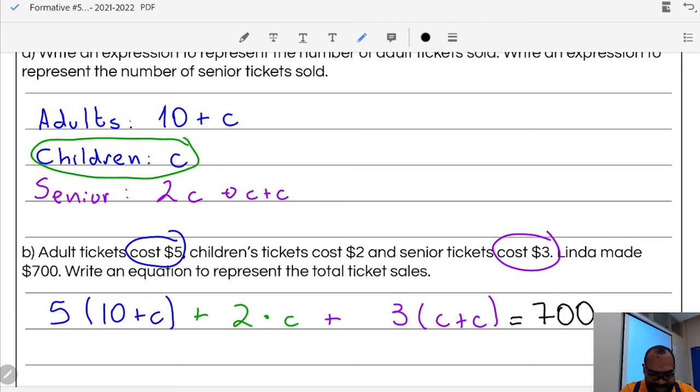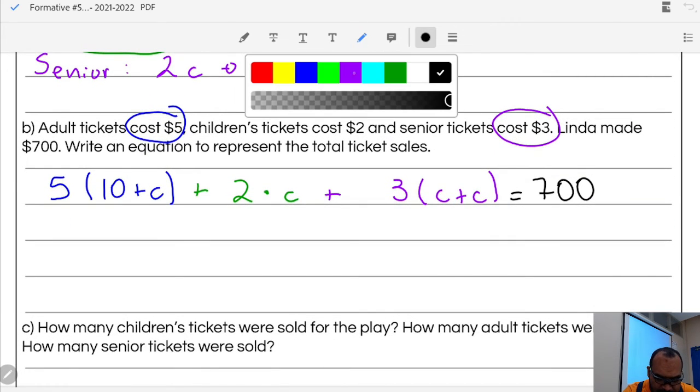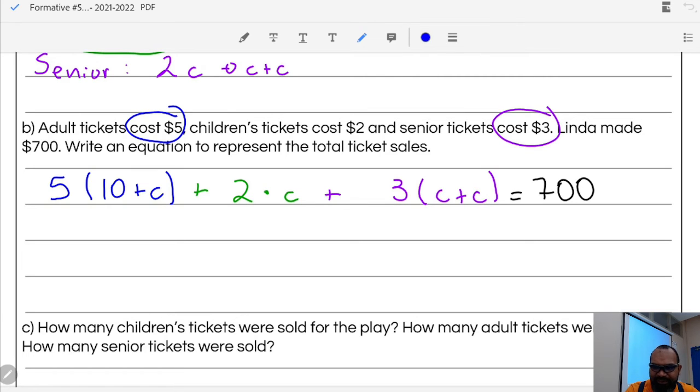Here's the equation. I don't know how to do 5 times a parenthesis 10 plus C, and I don't know how to do 2C or 3 times a parenthesis here. But we learned this on the first day of our class. What is multiplication? Repeated addition. Let's repeat the addition. How many (10 plus C)'s do I have? 5. Then write 5 times (10 plus C).